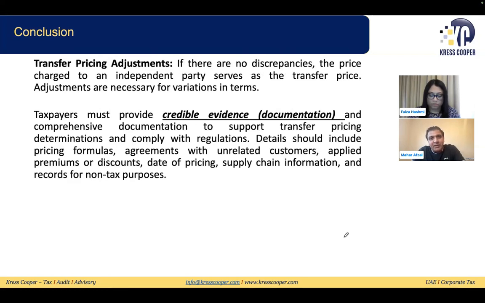And we need to maintain the credible evidence documentation to make sure that we have calculated and benchmarked the price for the related party at the arm's length price, and we are not shifting the profit from a high tax jurisdiction to a low tax jurisdiction, from one jurisdiction to the other. We are not shifting the profit from one entity to another entity. Whatever price we're charging, this is the arm's length price.